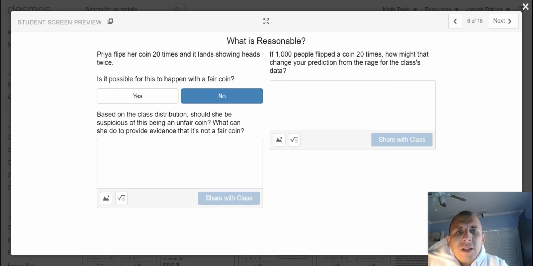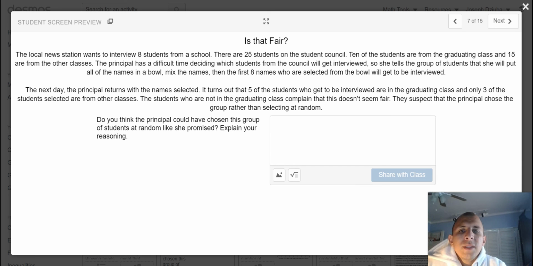And then let's project, right? Let's say we did this with 1,000 people flipping a coin 20 times. How might that change our prediction from the range for this class's data?